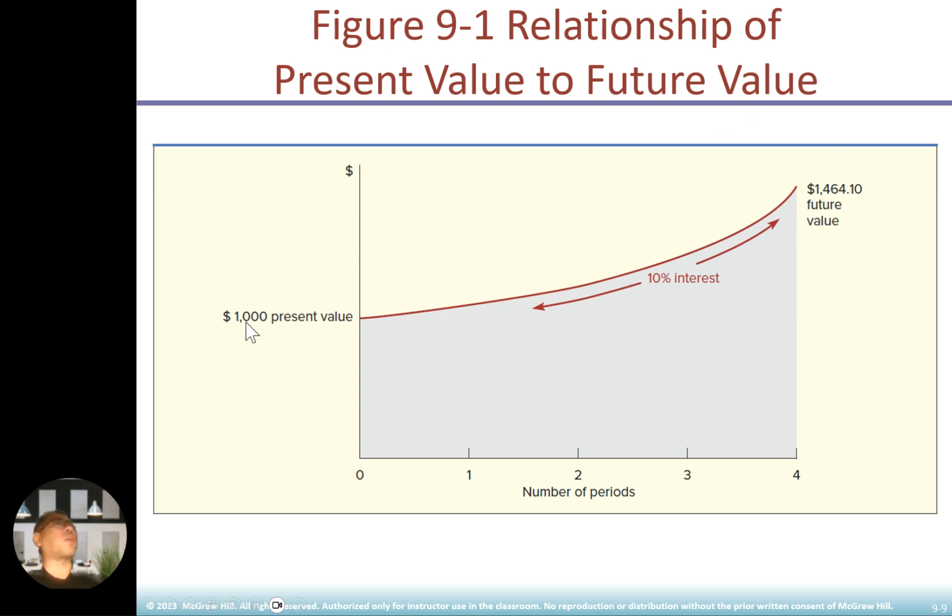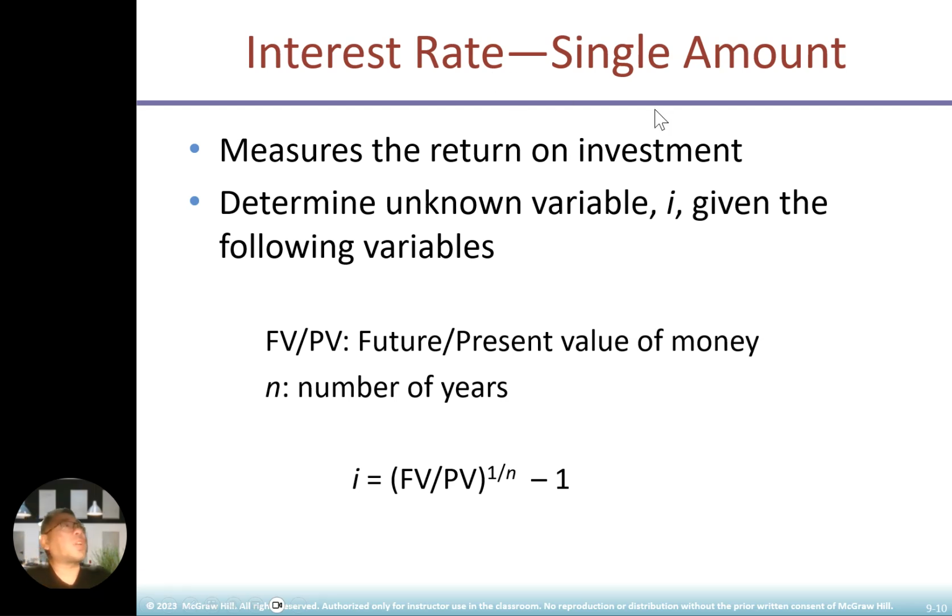1464 is the future value of the present value interest. The X line represents the number of periods, and the other line represents the present value. Next, the interest rate for a single amount, measured as the return on an investment, determines the unknown variable i, given the future value, the present value, and the number of years. i equals (future value divided by present value) to the power of 1 divided by n, minus 1. That is for the interest rate of a single amount.